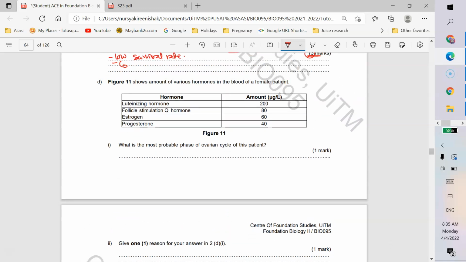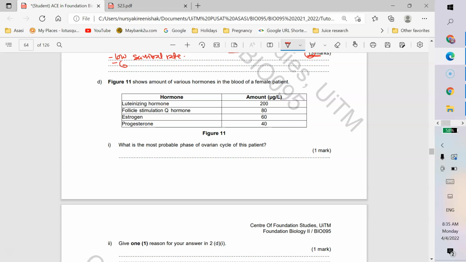For question D1, what is the most probable phase of ovarian cycle of this patient? My answer is follicular phase. Kenapa? Why do you answer follicular? The amount of estrogen is higher than progesterone.